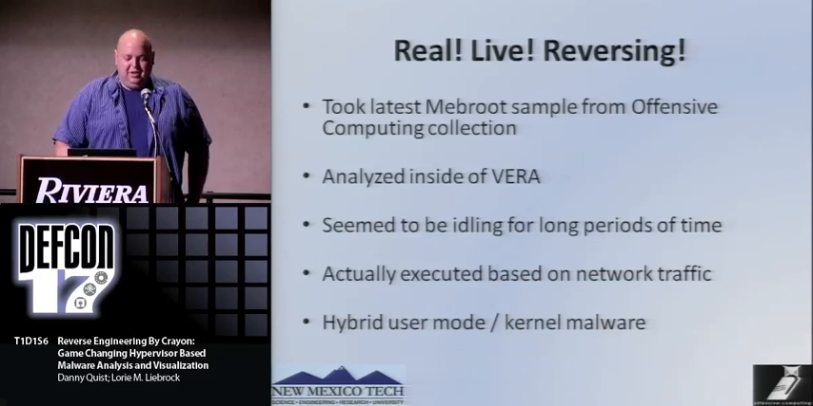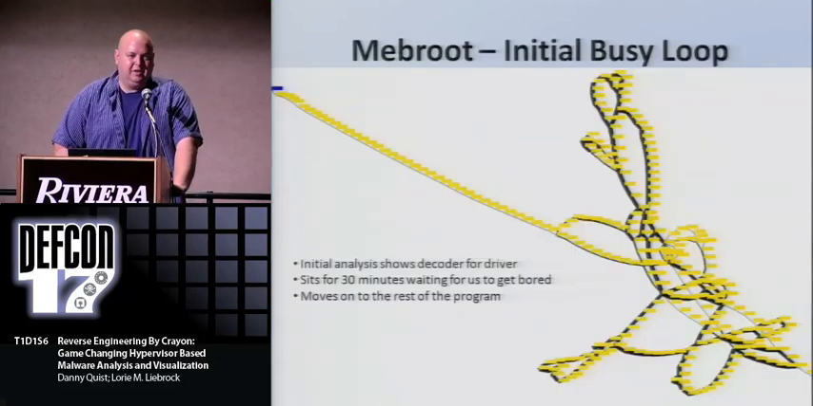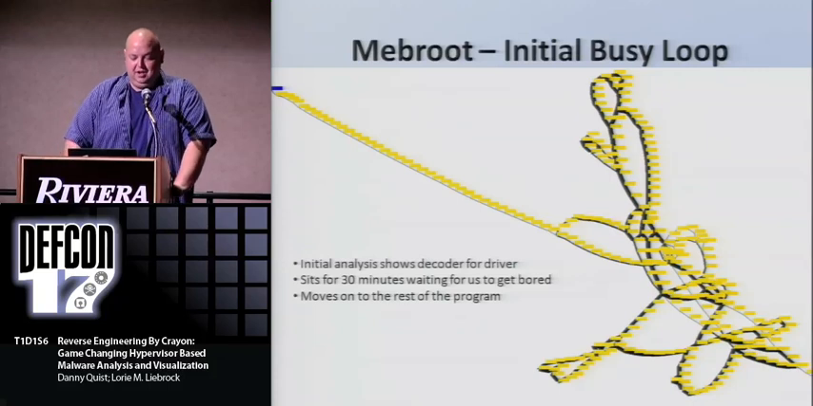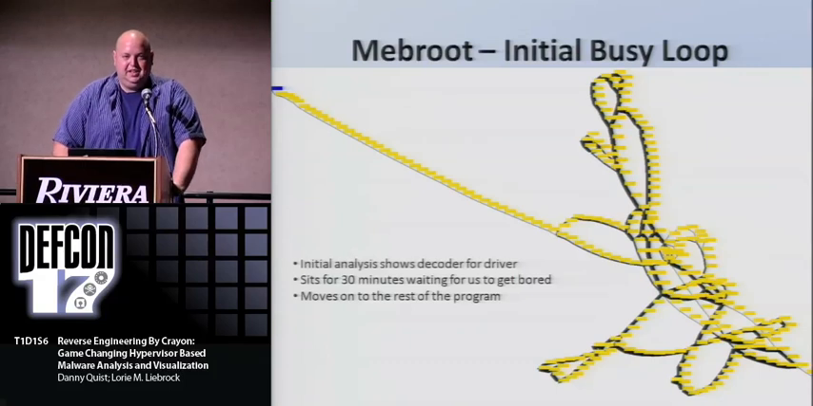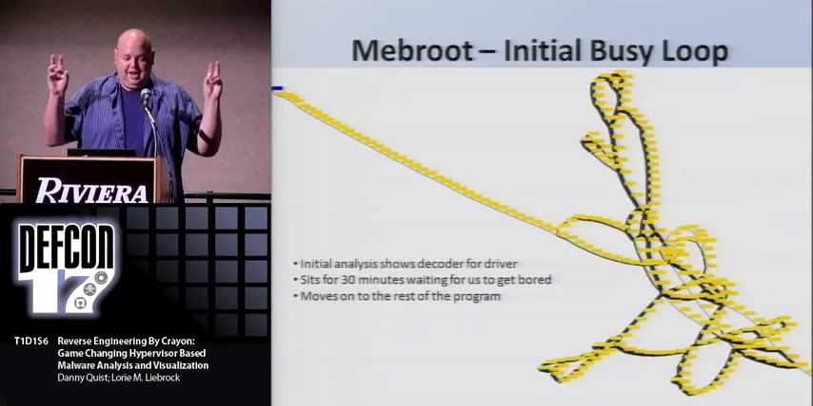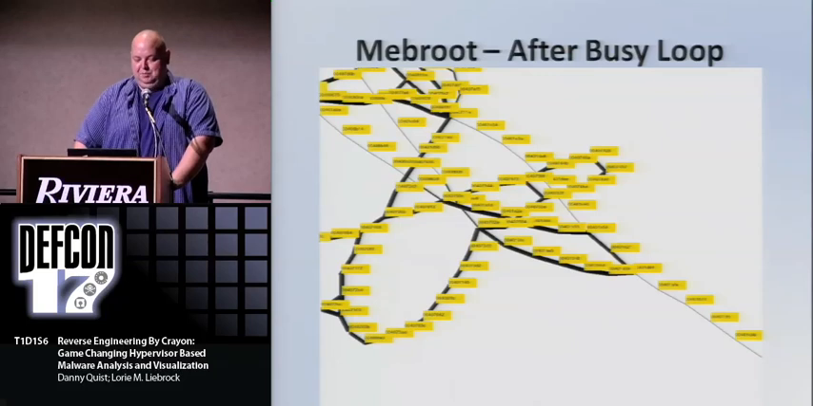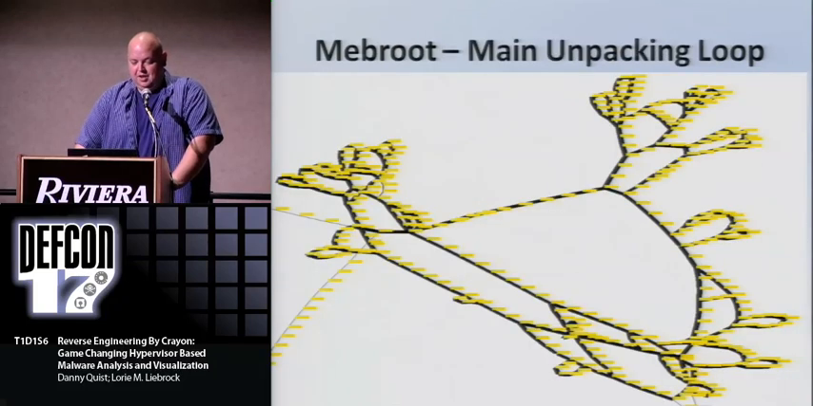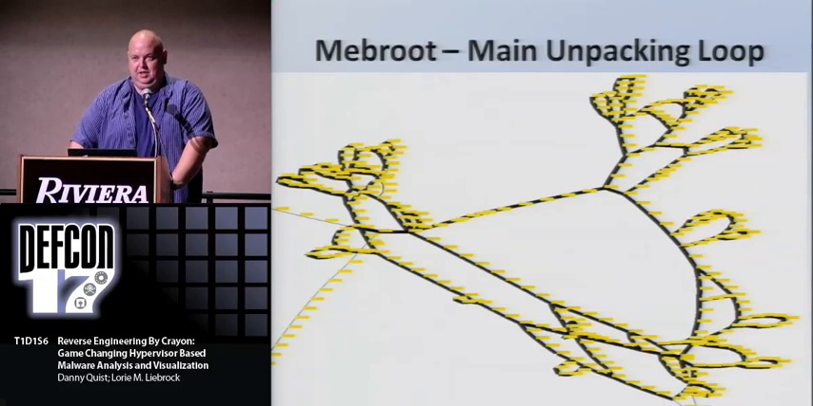So MEBroot is a hybrid user mode and kernel-based malware. When I initially executed it for maybe 30 seconds and stopped it, I saw that there was this basic execution right here where it just sat inside of this, but it wasn't really doing anything. Essentially it just sits in here for 30 minutes waiting for us to get bored. So I accidentally left it running overnight and tried to look for any sort of unpacking program that it was running after. Once it got through that unpacking program, it transitioned into this main area of execution, which was the top portion of this loop, and got going.